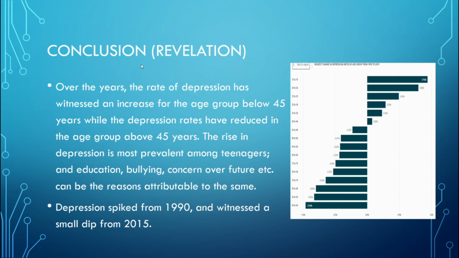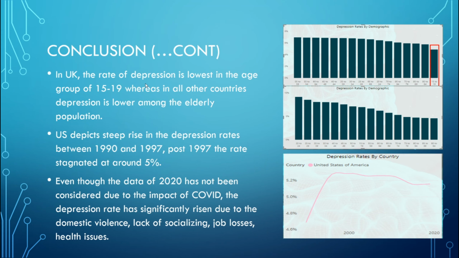Here we can see the difference in depression rates in the age groups of the UK and other countries. Here the rate is lowest for the age group 15 to 19 in the UK, and for all the other countries, depression is lower among elderly people. A steep uplift of depression rates was witnessed in the USA during 1990 and 1997. However, it stagnated after 97 at 5%.